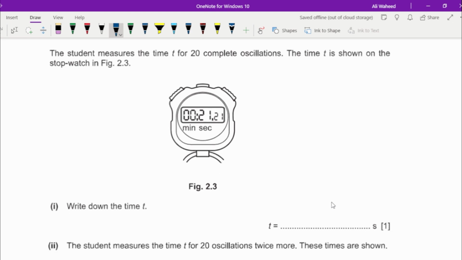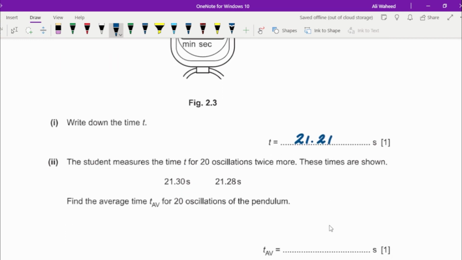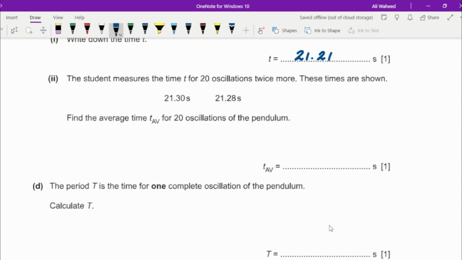Write down the time t. So how many seconds do we have? 21 complete seconds, and then after the decimal we have 21. So 21.21. We have that many seconds on the stopwatch. Then we have the next one. The student measures the time t for 20 oscillations twice more. These readings are shown: 21.30, 21.28. Find the average time for 20 oscillations of the pendulum.